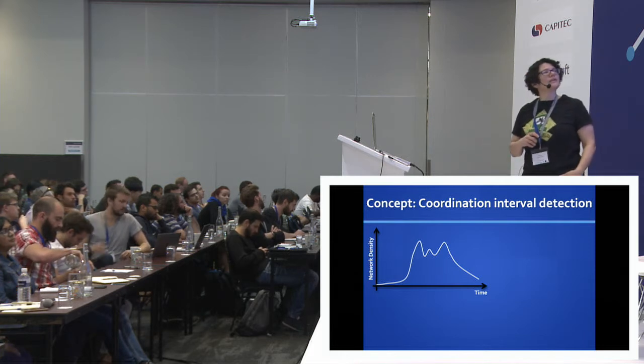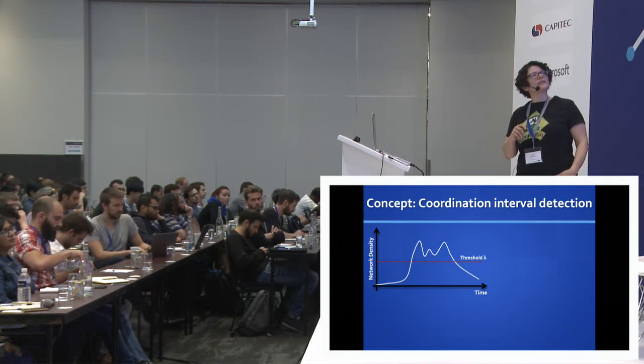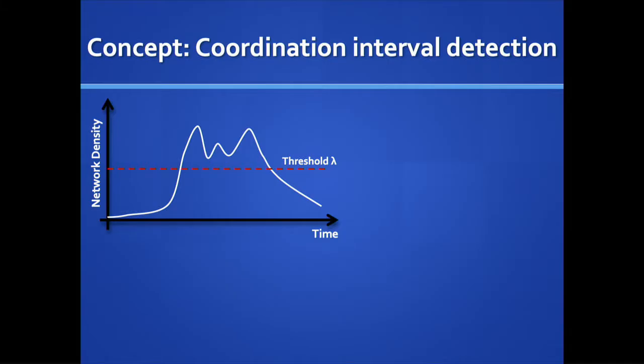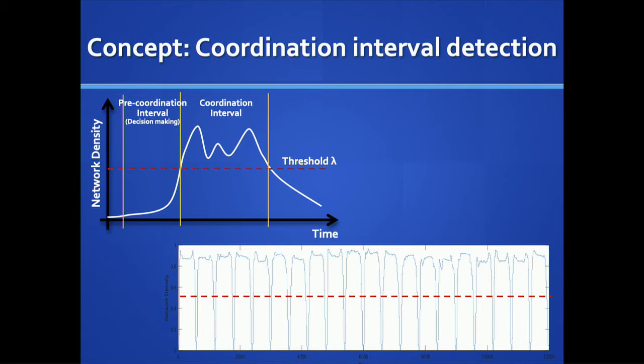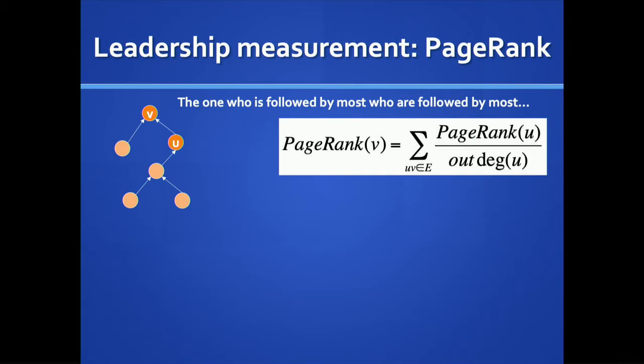And so that means that if you look at this density threshold, above a certain density, that's the coordinated time frame. And so the decision happens right before it, the coordination. And indeed, you can find these coordinated periods and find the individual who was followed by most individuals, who are followed by most individuals, who are followed by most individuals, which is the very definition of PageRank. And in fact, PageRank, when it was first defined in the 1930s, was essentially for the purpose of identifying leaders.